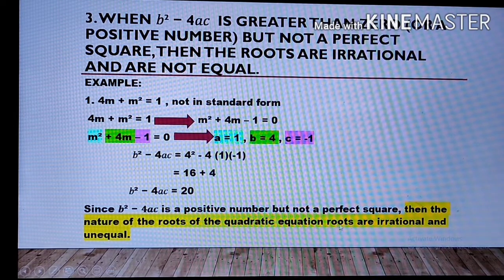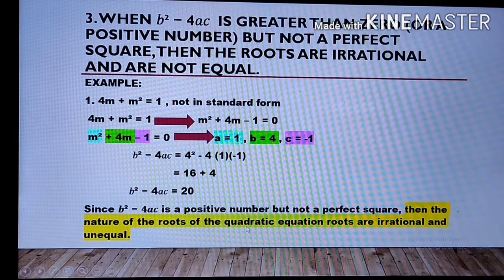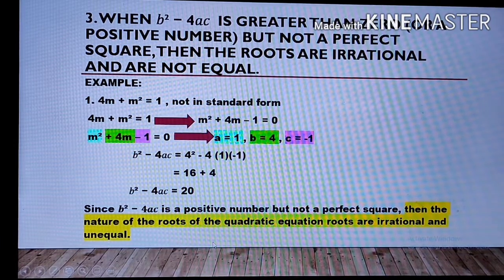Disregard na lang to ha. Hindi ko siya na-delete. Then, the nature of the roots of the quadratic equation are irrational and unequal.